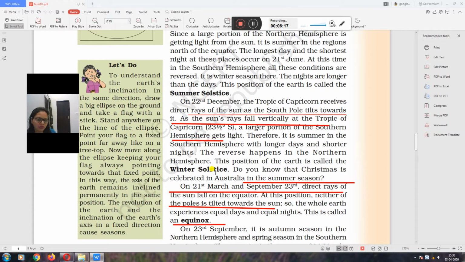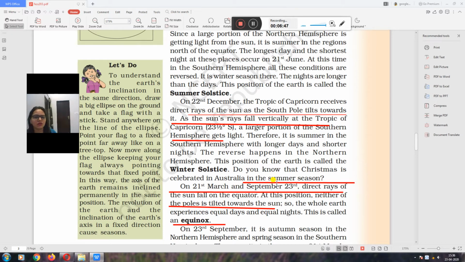But when we talk about the winter solstice, the northern hemisphere faces winter, and the more heat is received by the Tropic of Capricorn, meaning summer in the southern hemisphere. Do you know that Christmas is celebrated in Australia in the summer season? Because the conditions are reversed in the northern and southern hemispheres, Christmas is celebrated in Australia in the summer season.